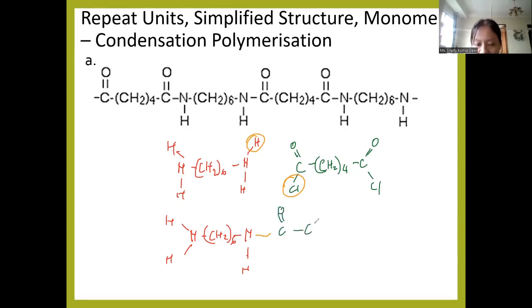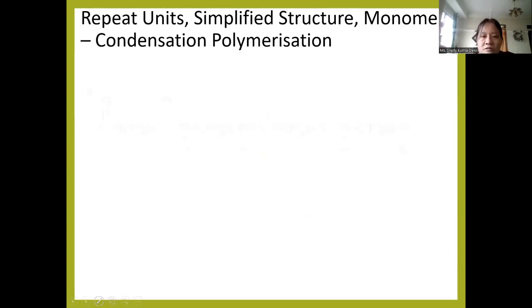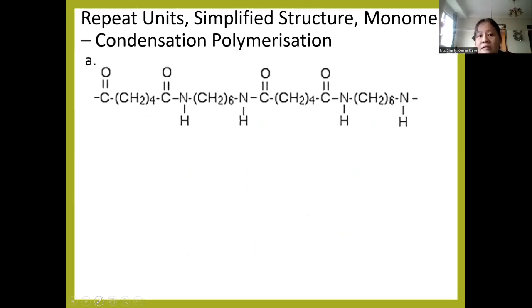CO, CH2, 4, CO, Cl. This is the condensation, and it will create H plus Cl plus HCl. And this one will be repeated. Okay, that is for nylon, because nylon has a lot of amide bonds. It can be called a polyamide.